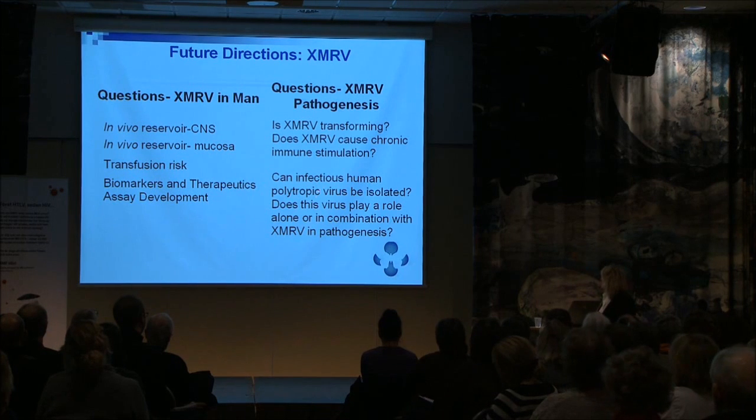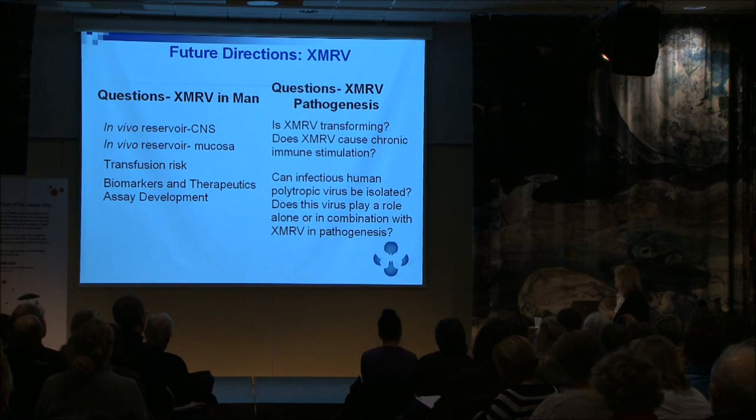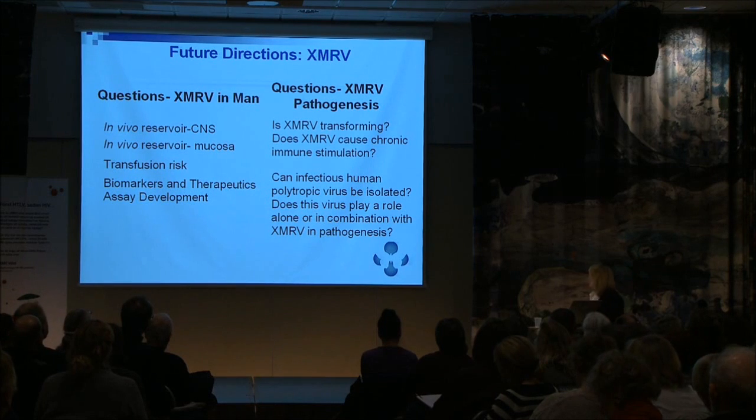Can the infectious human polytropic virus be isolated? We can't call this another virus until we isolate it, as we did with XMRV in the Science paper. At this point, it's just sequences. And does this virus play a role, alone or in combination with XMRV, in the pathogenesis of the diseases associated with it?